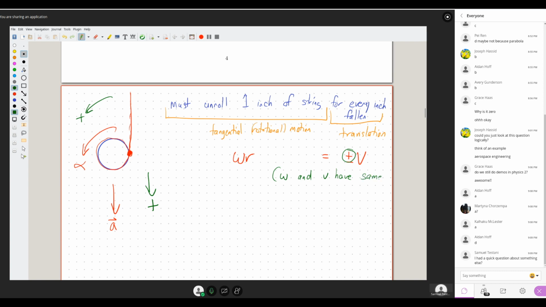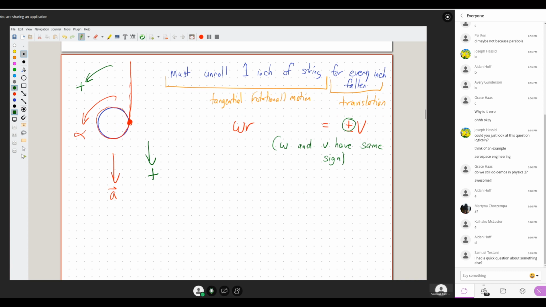These have the same sign. And the derivative of this is alpha r equals a, which you'll then need to use in Newton's laws to solve the problem. Does that answer your question?